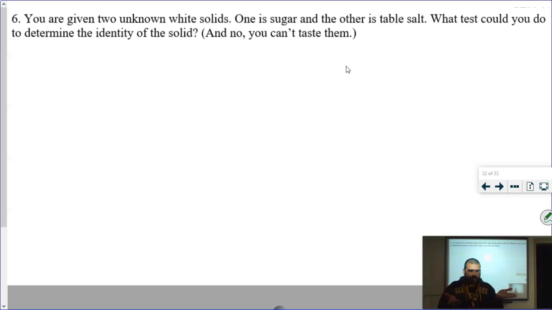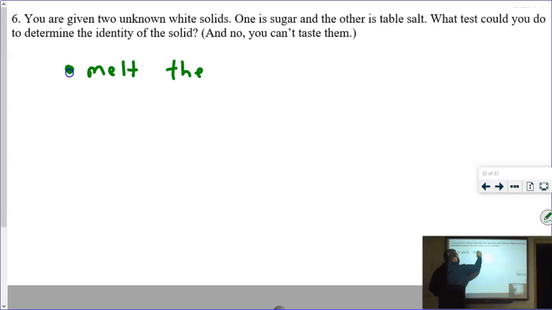I've got 2 white powders. I'm telling you that one's sugar, one's salt. Now, what can we do to prove which is which without eating them? Okay, well, think about it. Where are there differences in their properties? That's really what we want to utilize or take advantage of, right? How are they different? There's more than one way to do this, by the way. But I think a great way would be to melt them. Or at least try, right?